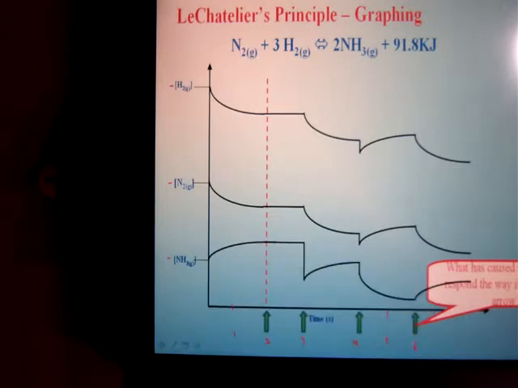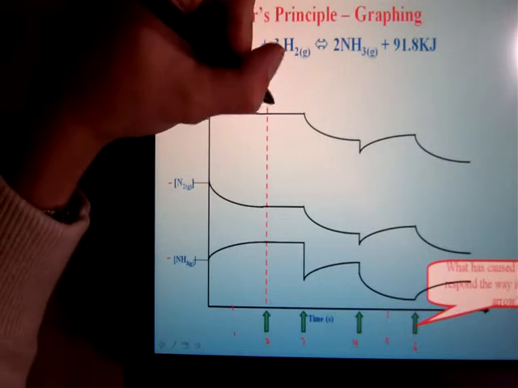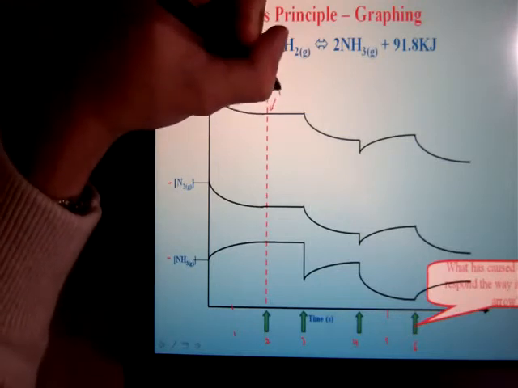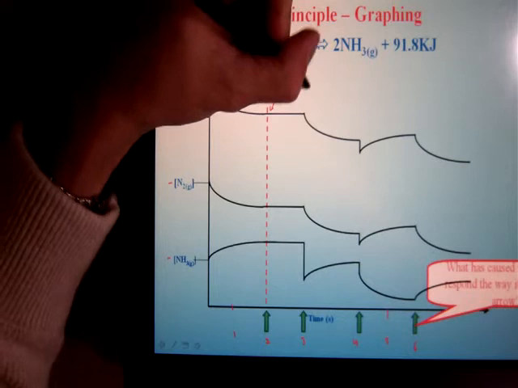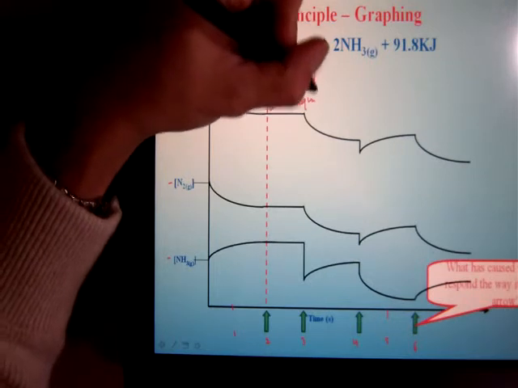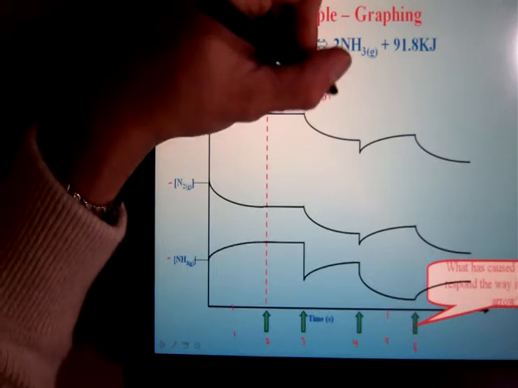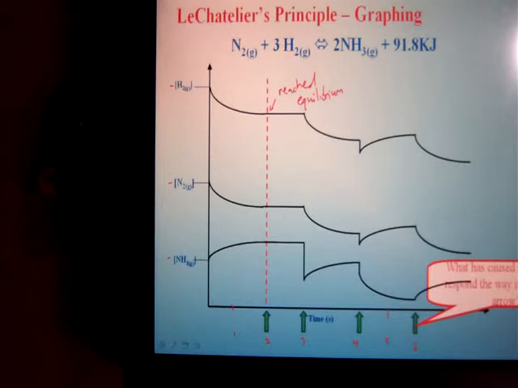So the first thing that you might be asked is, at time 2, what's happened? Well, at time 2, we see that all of the concentrations have leveled out. So chances are what has happened at this point is we have now reached equilibrium. All the concentrations have stopped changing, therefore the reaction has been finalized.